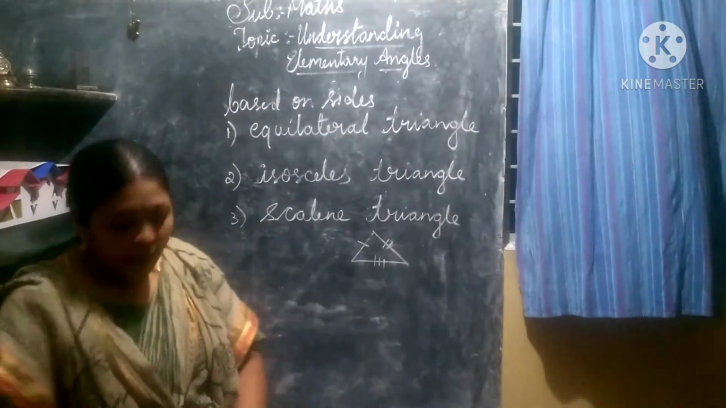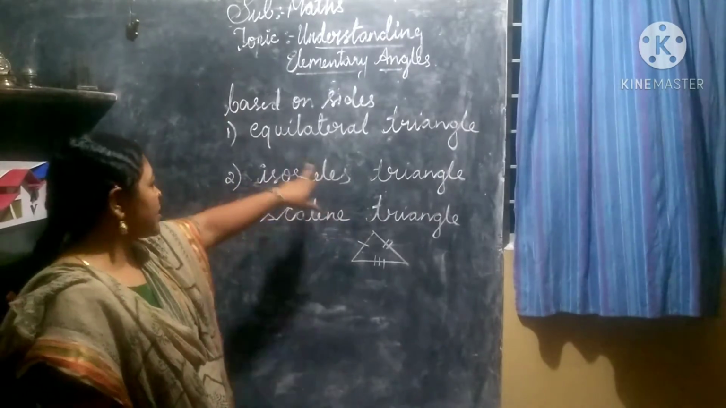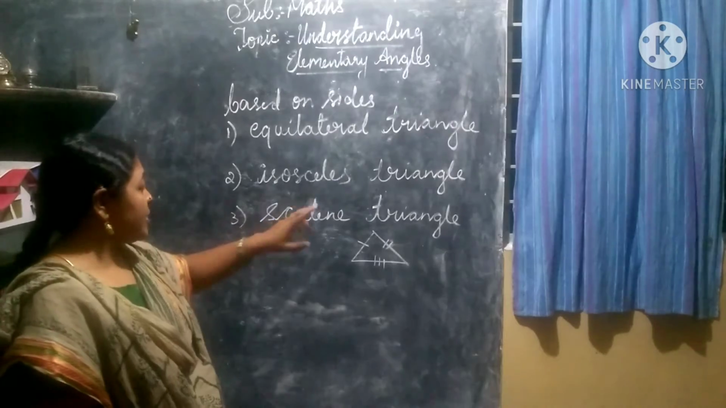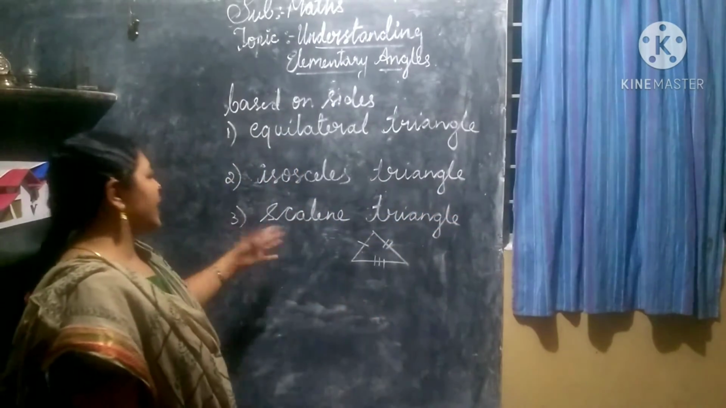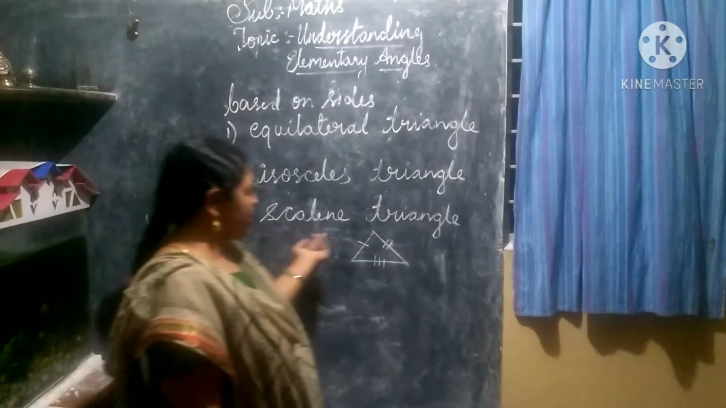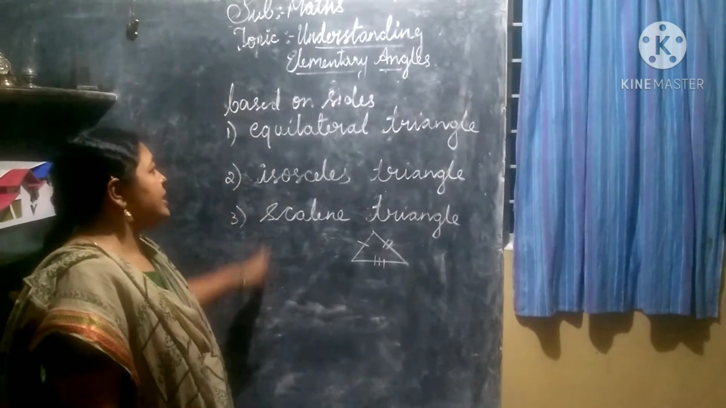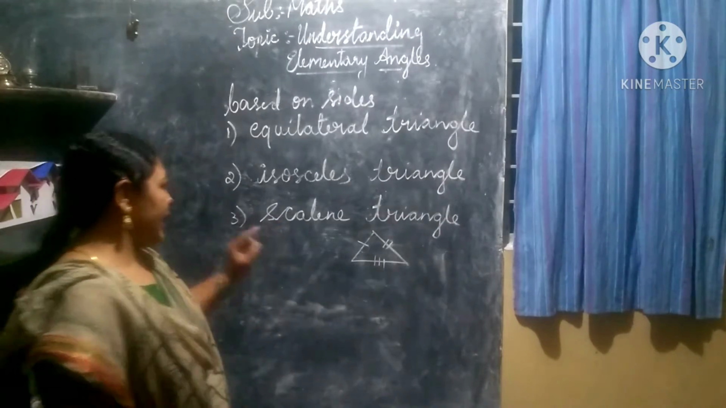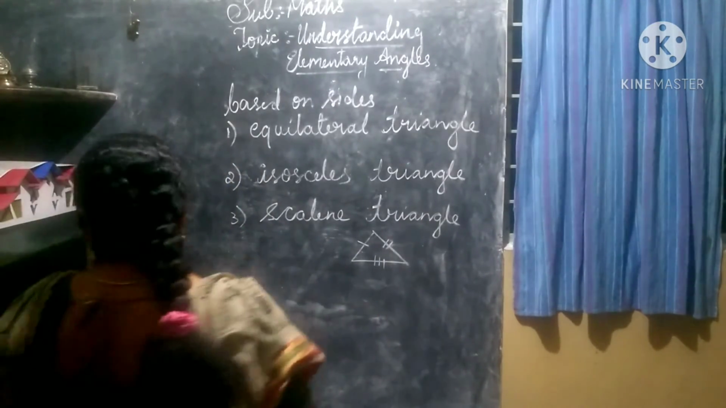So let me revise once again. When all the 3 sides are equal, it is called an equilateral triangle. When 2 sides are equal, it is called an isosceles triangle. And when none of the sides are equal, that is all the 3 sides are different, then it is called a scalene triangle. This is the classification of triangle based on its sides. Now we'll move on to based on angles.